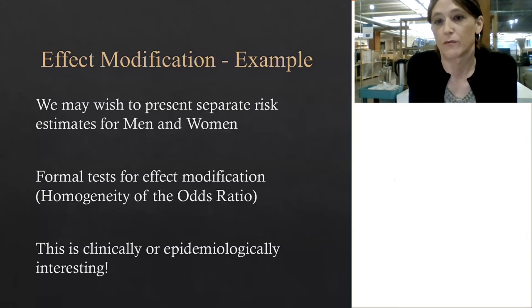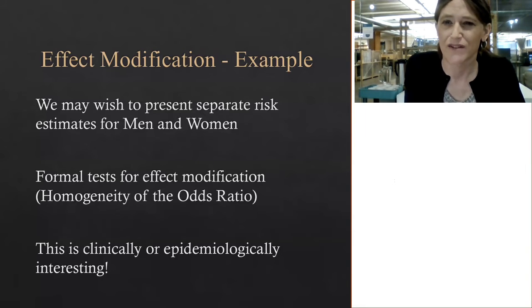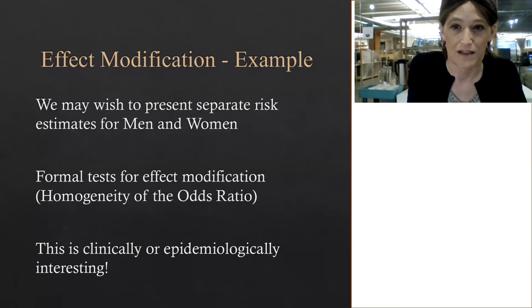Okay, so like I said, we may want to present separate risk estimates for men and women, especially when they are as different as they are. If it's only slightly different, we would want to always present the pooled estimate with maybe a formal test for effect modification, which we can do, which is called a test for the homogeneity of the odds ratio, or basically, is the odds ratio the same across the other factor? We won't do that in this class, nor will I test you on that concept, but just know that there is a way to formally test for a statistically significant effect modification.